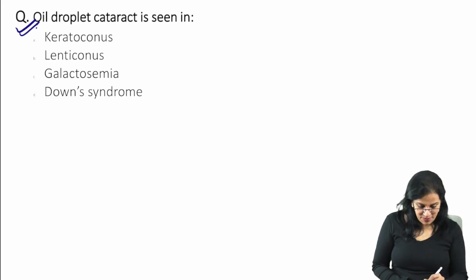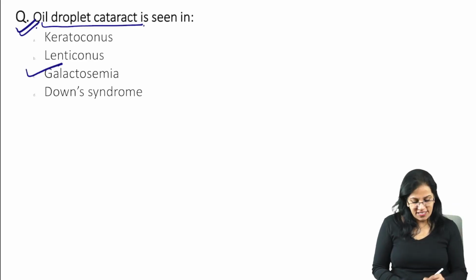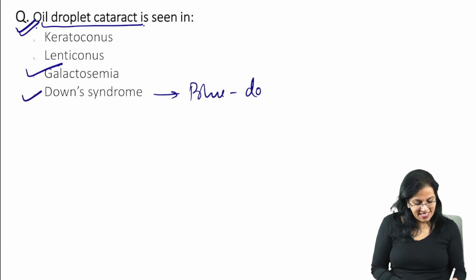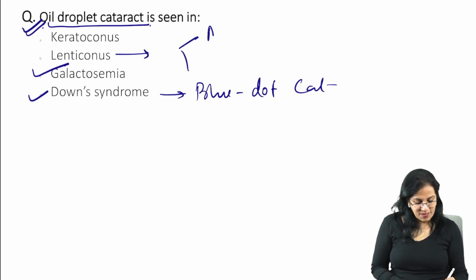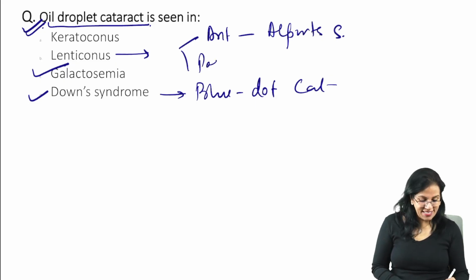It happens sometimes. So oil droplet cataract of course is galactosemia. Let's revise it further. In Down syndrome, which one do you read? Blue dot cataract. Let's go to this question only, right? Lenticonus, I hope you have revised with me. Anterior lenticonus is Alport syndrome and Waardenburg syndrome. Posterior lenticonus, it is Lowe syndrome, isn't it?